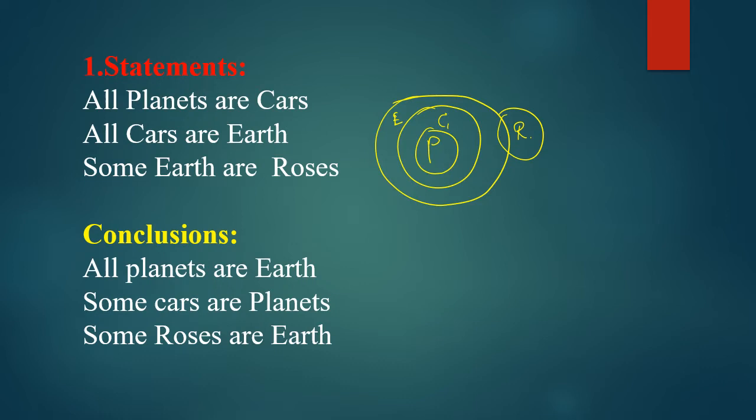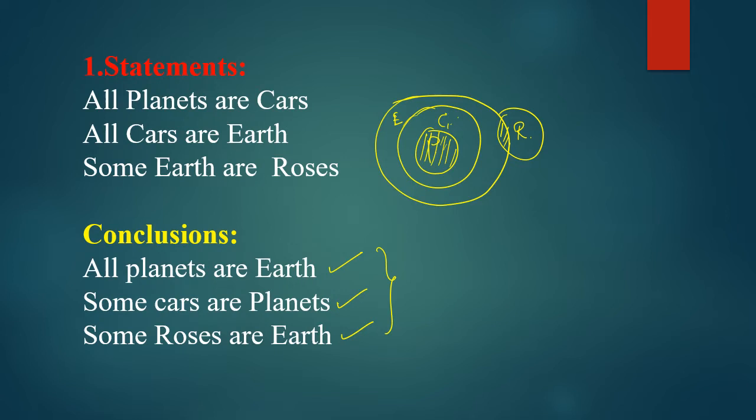All planets are Earth. Since all planets are inside cars and all cars are inside Earth, obviously all planets are inside Earth. So the first one follows. Second one, some cars are planets. This is the whole car, and some part of cars is occupied by planets. So some cars are planets. Some roses are Earth. This part of roses are Earth. So it follows. The answer should be all 3 follow here.